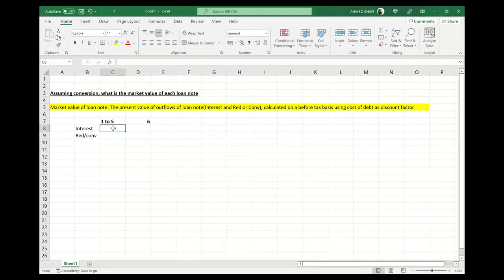Since it's a 7% loan note, interest will be 7%. 7% of what? Always par. The par value of loan note is 100. So for 6 years, the interest will be 7. Interest is paid each year, right? So 7% interest of par value, 100, is 7.